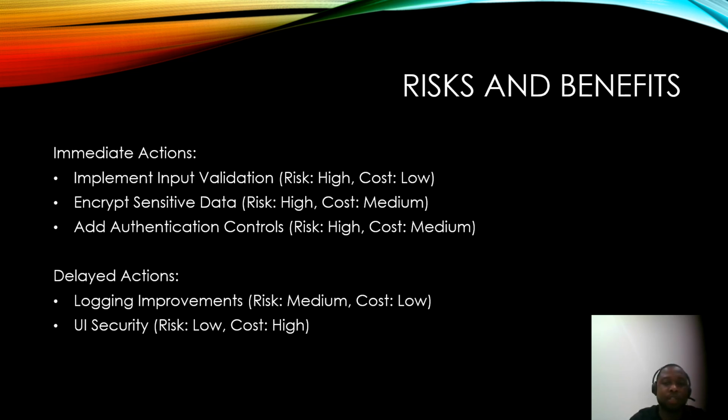And for the risks and benefits of this policy, the immediate action is going to be to implement input validation, where the risk is high and the cost is low. We will encrypt sensitive data, where the risk is high and the cost is medium. Also, add authentication controls, where the risk is high and the cost is medium. Those were the immediate actions. The delayed actions will consist of logging improvements, where the risk is medium and the cost is low, and UI security, where the risk is low and the cost is high.